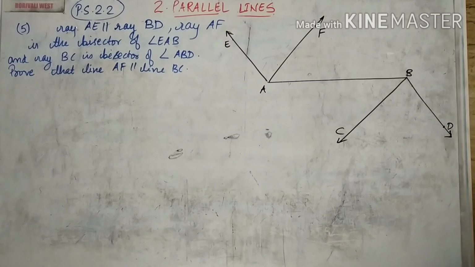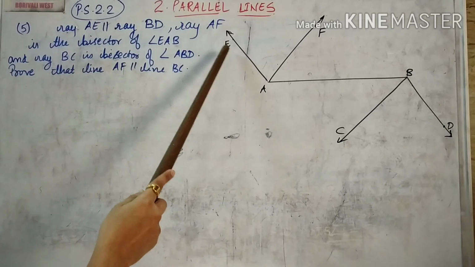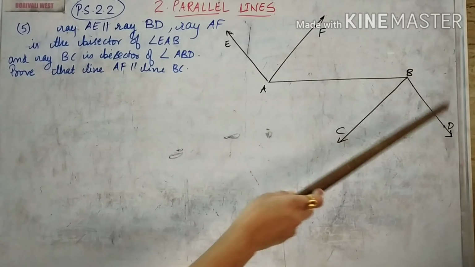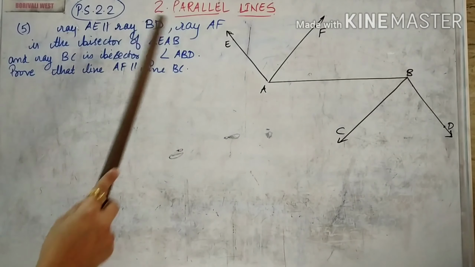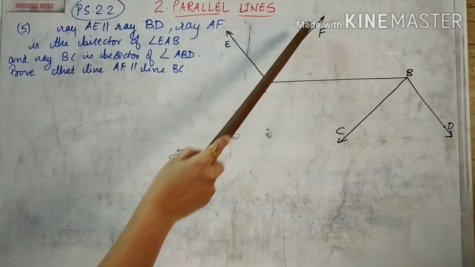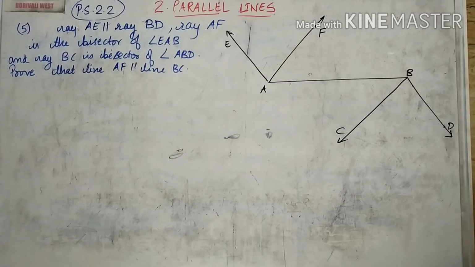In the fifth question, we have ray AE parallel to ray BD. Ray AE is parallel to BD, so these two rays are parallel to each other. Ray AF is the bisector of angle EAB. What do you mean by bisector?